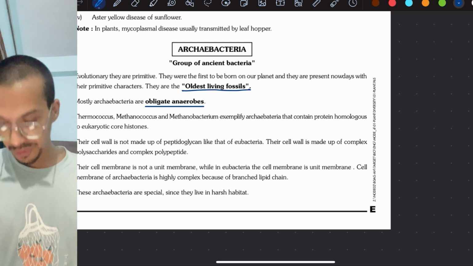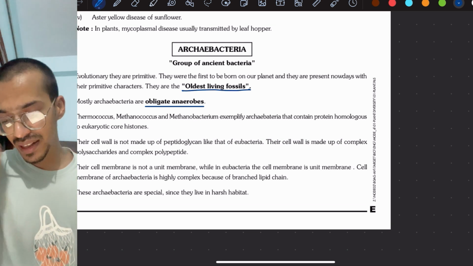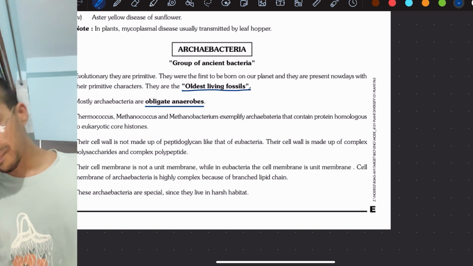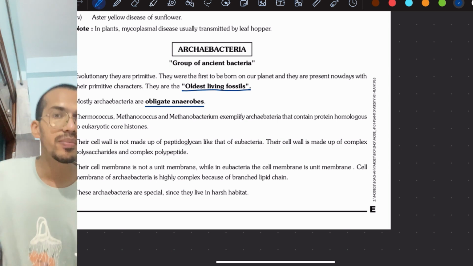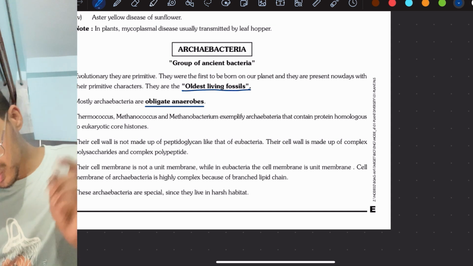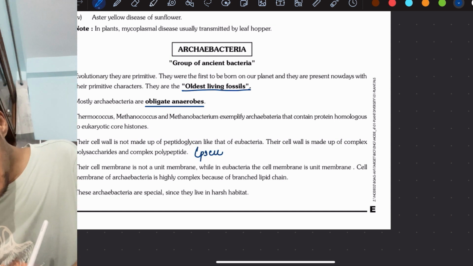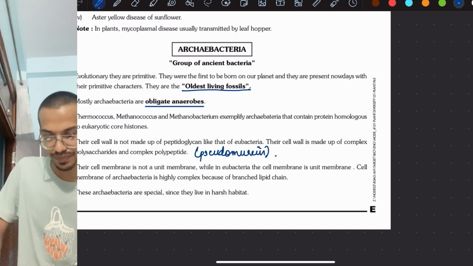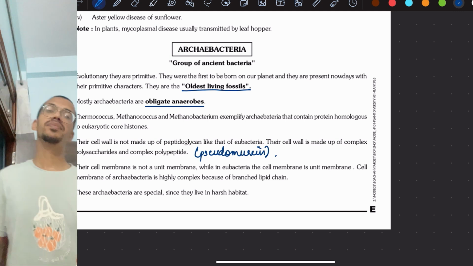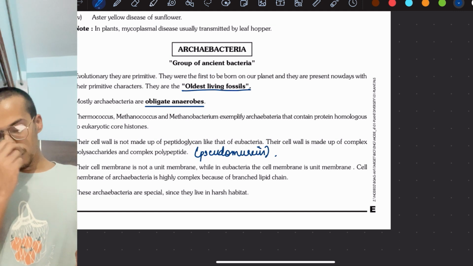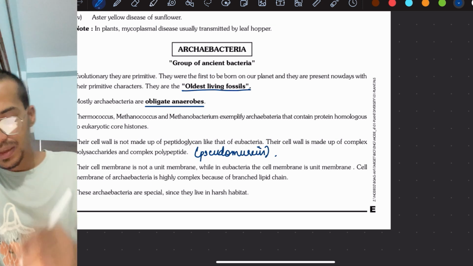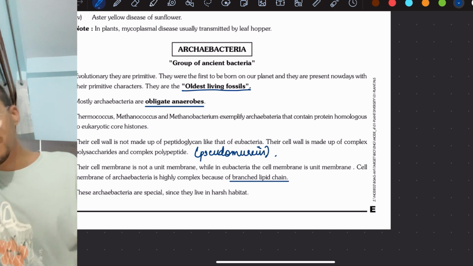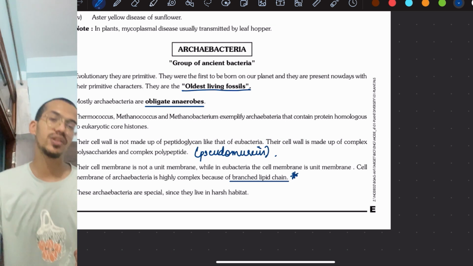Before going to it, let's see how they are different from the other bacteria. Number one, their cell wall is not made up of peptidoglycan, means it is not made up of murein. It is made up of pseudomurein, which is not peptidoglycan. Their cell wall is more complex. And they have branched lipid chains. Normally the lipid chain is not branched, but here the branched lipid chain is there.